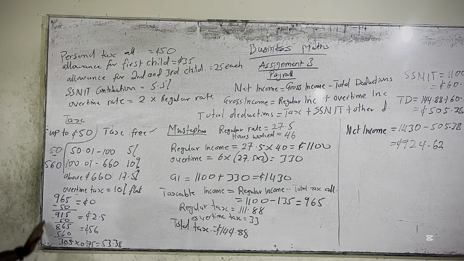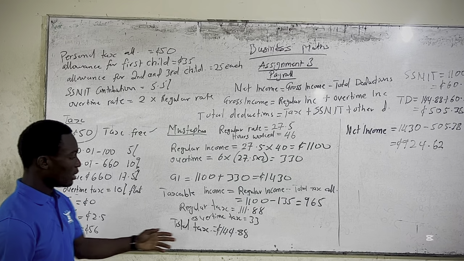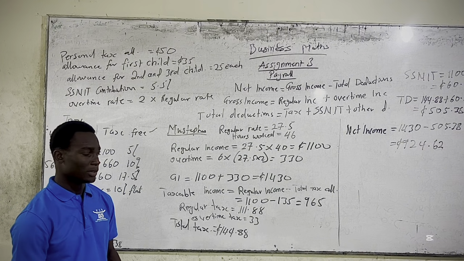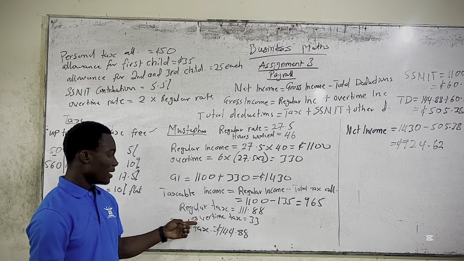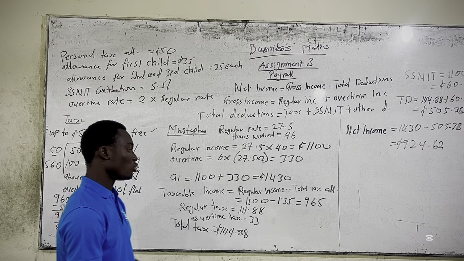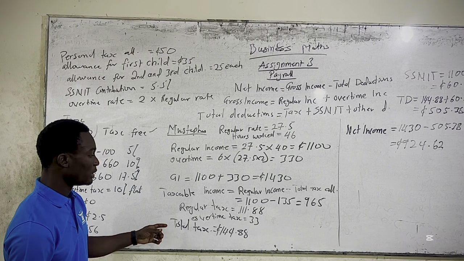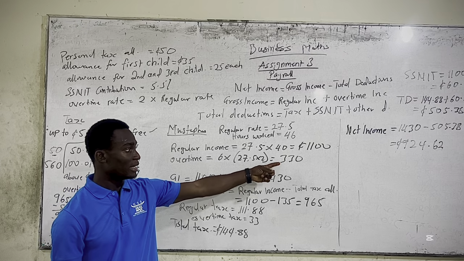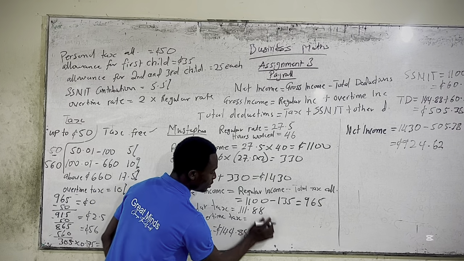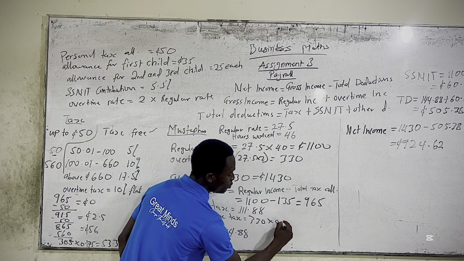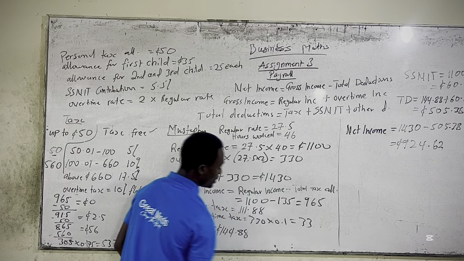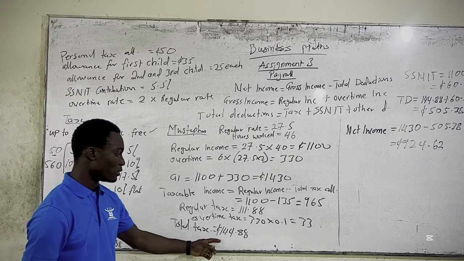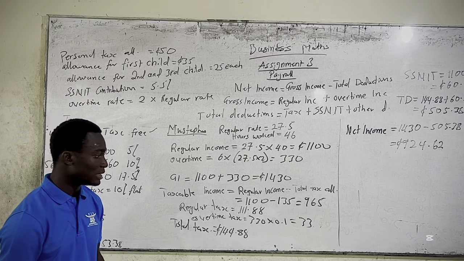And this is the tax system work out, and then we are going to get a total regular income of what? 111.88. And then our overtime income is also equal to 33 because we work for what? 330 times 0.1 going to give us what? 33 cedis. So our total tax is going to be what? 111.88 plus 33, giving us what? 144.88.